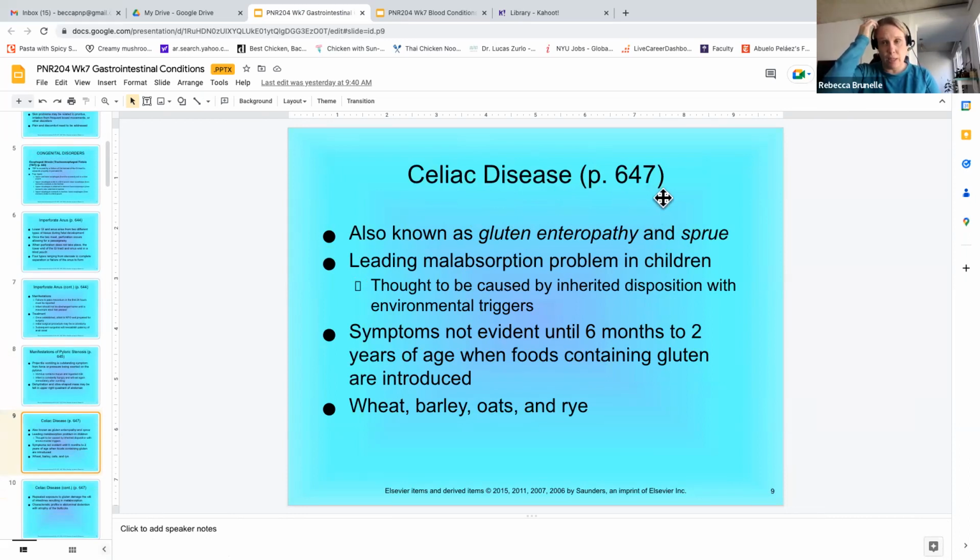Has anyone heard of celiac disease? I have. Yes. What's the main thing you have to avoid if you're a celiac, that you can't eat? Gluten, isn't it? Yeah. So it's a gluten intolerance. So it causes inflammation of the GI tract. They're not able to break down and digest gluten.